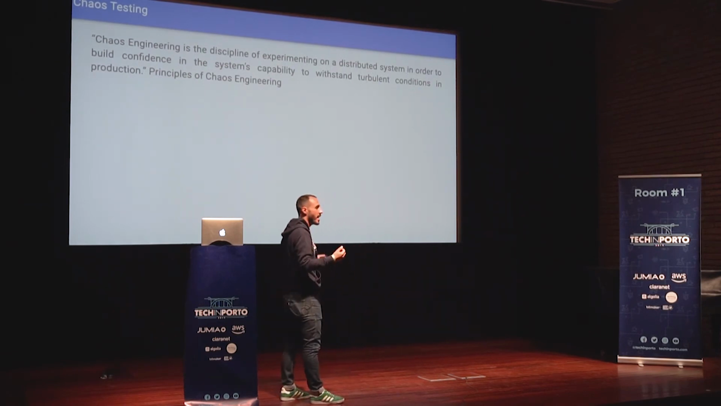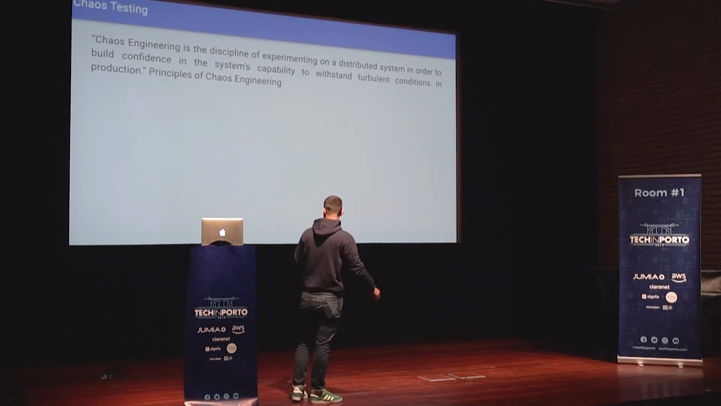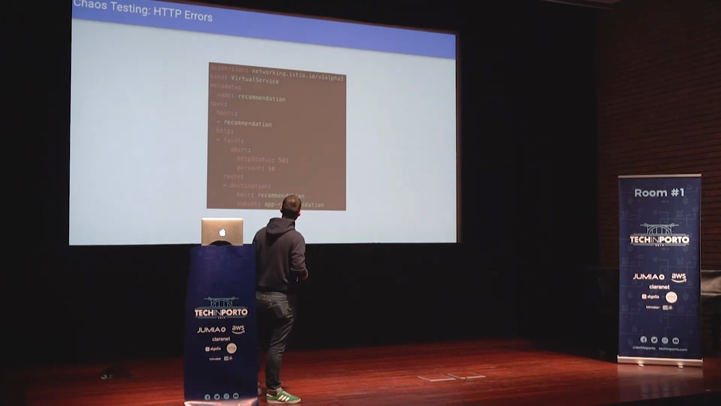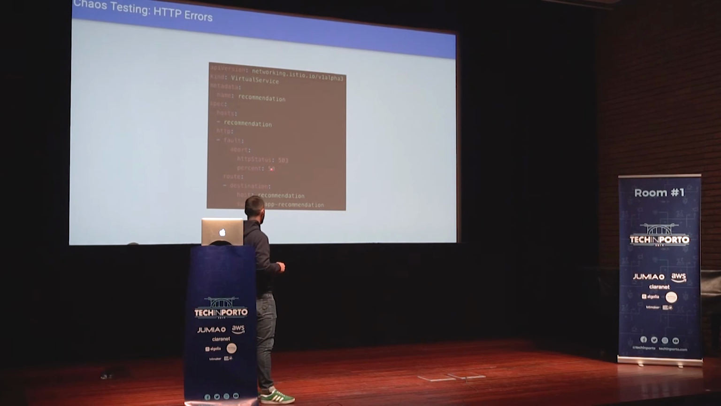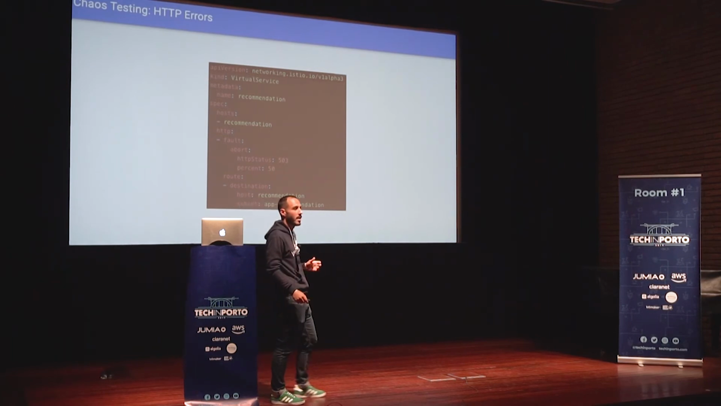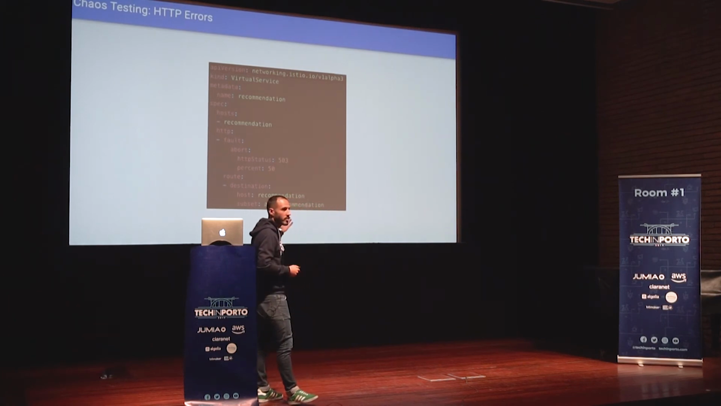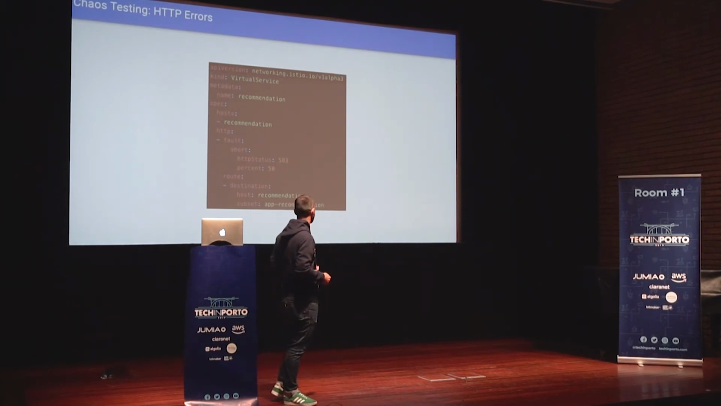And then with this, we can actually test the conditions that we've seen previously. So let's see two examples. One will be errors. So again, very simply, we can actually have a virtual service for our recommendation. It was just saying like 50% of the requests will have a 503. And this will actually be reflected in the application. And then we can start to test those timeouts and those retries.